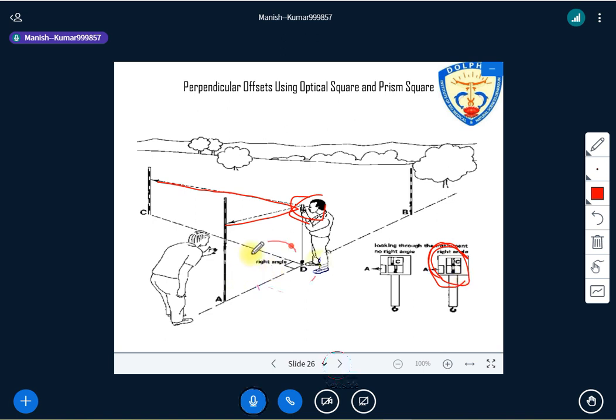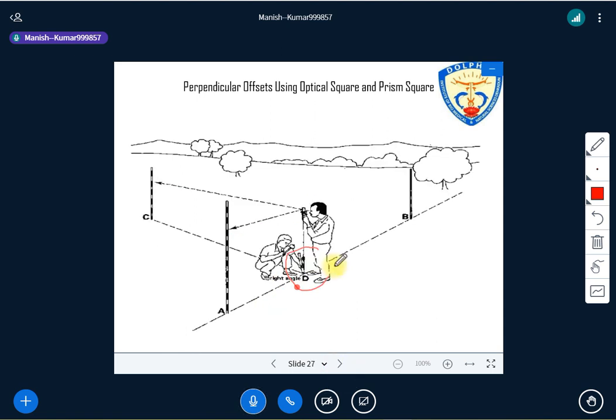Clear? Now we can put a peg or arrow to mark that position, and from here you can make a chain line, which will be the perpendicular, and then measure the distance. So that is measuring or drawing a perpendicular offset with the optical or prism square instrument, right?